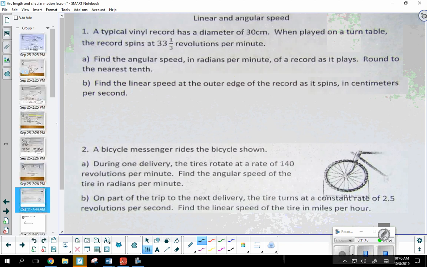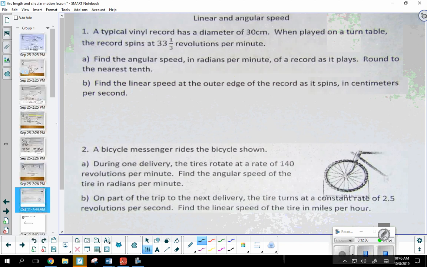Okay. But number one, it says a typical vinyl record has a diameter of 30 centimeters. When played on a turntable, the record spins at 33 1/3 revolutions per minute. A, find the angular speed in radians per minute of a record as it plays. Round to the nearest tenth.